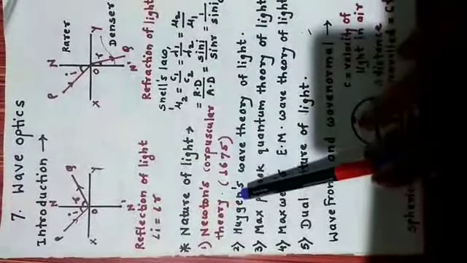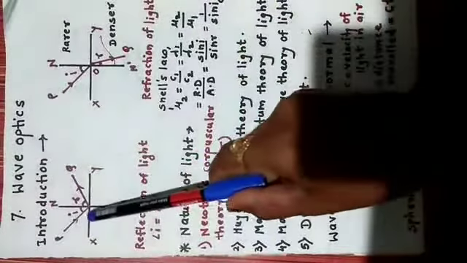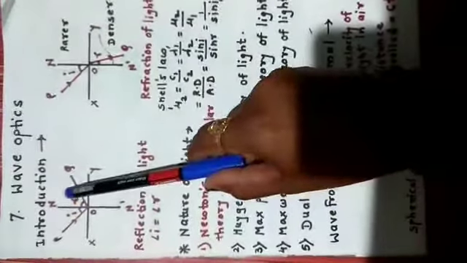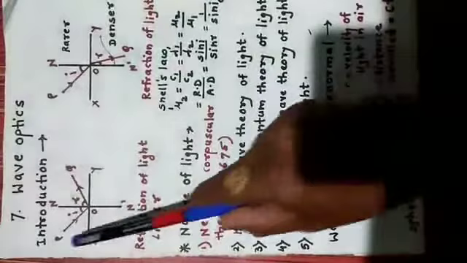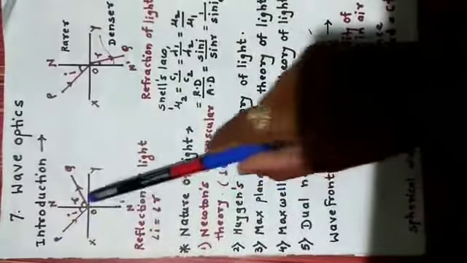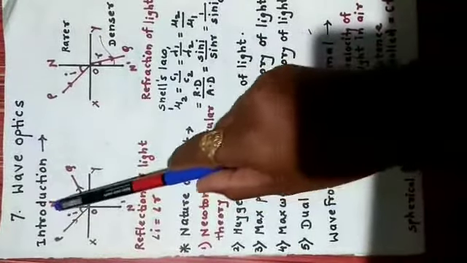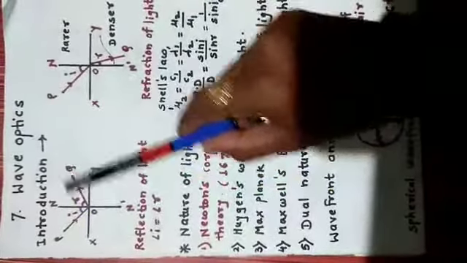And also we know the three different laws of reflection. The first law of reflection says that the angle of incidence is equal to the angle of reflection. The second law of reflection is that the incident ray and the reflected ray lie on opposite sides of the normal. And the third law is that the incident ray, reflected ray and the normal all lie in the same plane.